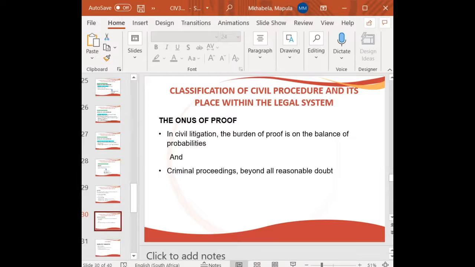Burden of proof. In civil litigation, the burden of proof is on the balance of probabilities, and in criminal proceedings it is beyond reasonable doubt.